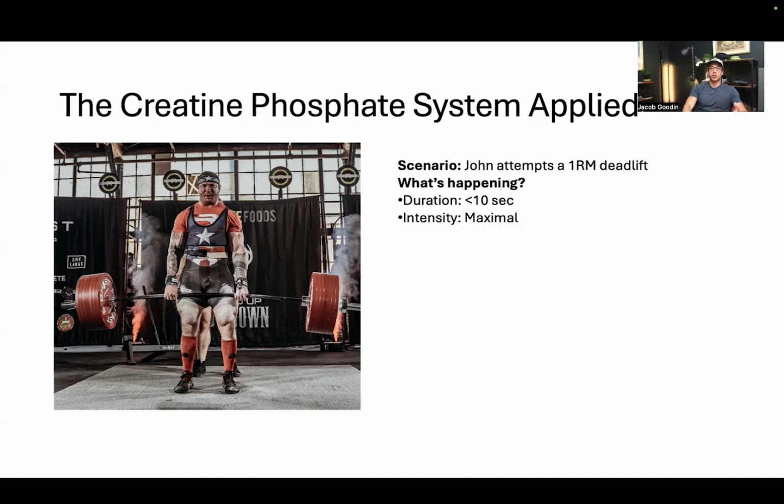Why is that important? Well, it's because there's a huge energy demand as far as rate goes. Not so much capacity. He does it for less than 10 seconds, but the rate is very, very high. And so we're calling on the phosphagen system, okay? The ATP stores and creatine phosphate within the cell. What this means as far as fatigue and byproducts go, there's no lactic acid buildup, okay? There's no lactate production, really, that's happening.